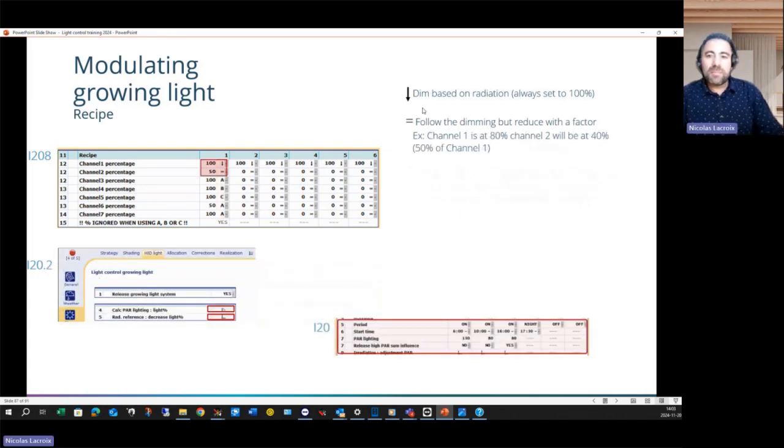Okay. So dim based on radiation: it's important to always set that one to 100%. And the equal follows the dimming but reduced with a factor. So for example, if your channel 1 is 80% and channel 2 is at 40%, that's 50% of channel 1 always. So it will really follow my channel 1, which has the down arrow. Okay. So these two channels will be controlled with the table that we saw earlier. And I20 here will be my power lighting level, so that will control these two channels here.